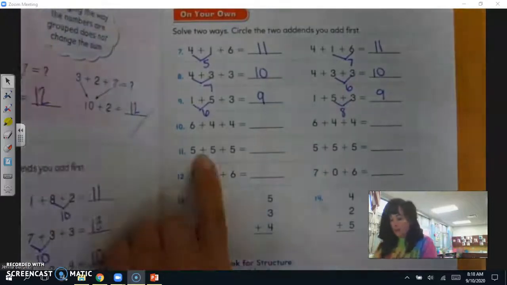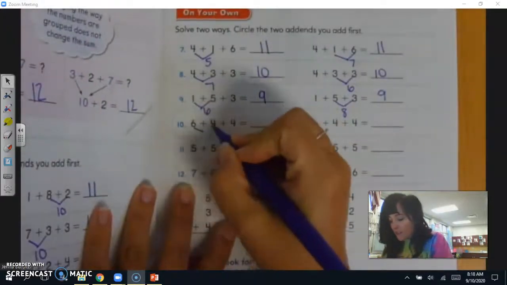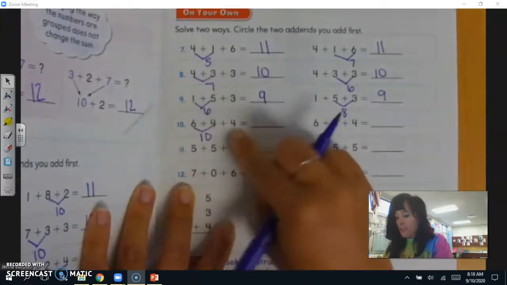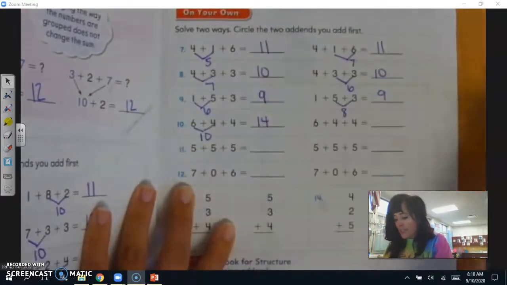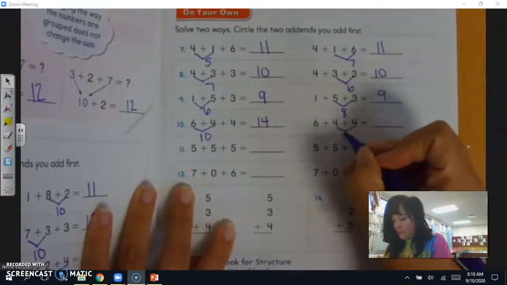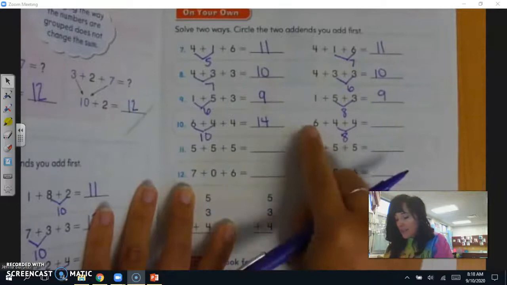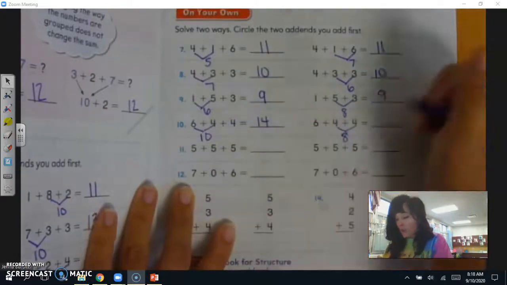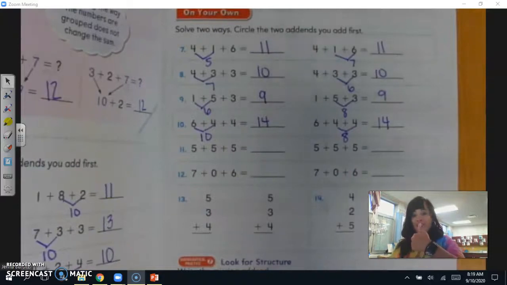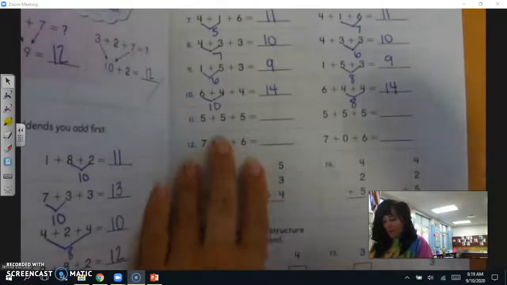Let's go to number 10. We have 6 plus 4. Oh, that's super easy because that makes a 10. Then we have 10 plus 4, 14. We could do the double first, 4 plus 4. That equals 8. 8 plus 6 also equals 14. How are we doing so far? Hopefully good. Okay, let's keep going to number 11.